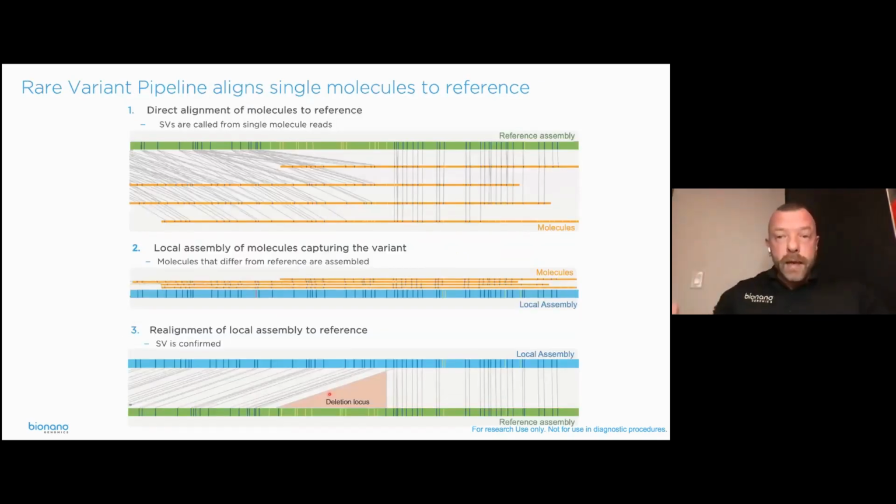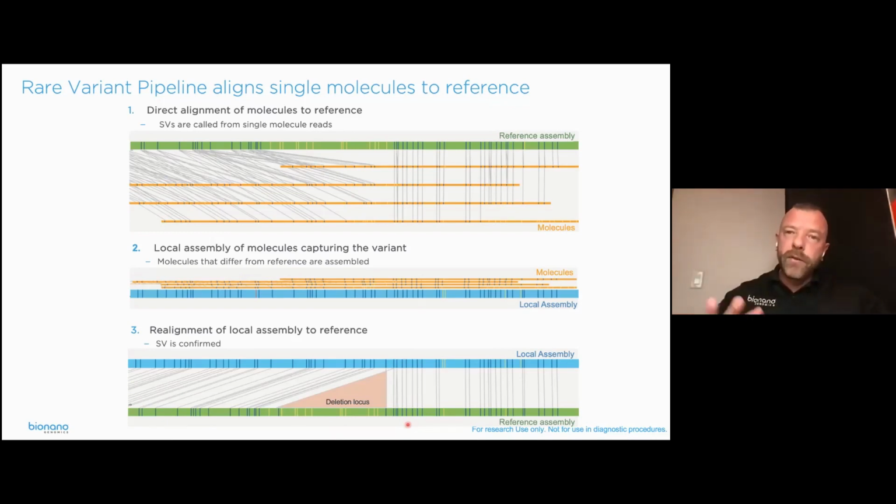Now, if you're looking at a cancer sample that is very heterogeneous, we want to use yet another pipeline, and that is our rare variant pipeline. And the way this works is by aligning single molecules directly to the reference. When we detect a structural variant, for example, in this case, these labels align and these labels align, but these labels from the reference here are missing. So this is a deletion. When we detect these structural variants, we will take these molecules, do a local assembly, again, to calculate the average spacing, and then detect these structural variants based on that.